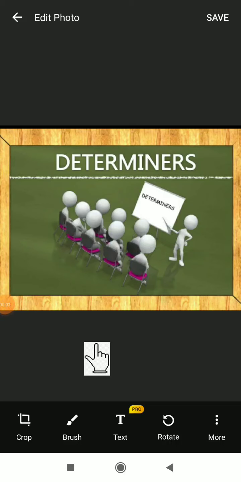Yes dear students, today we are going to learn a grammar part, that is determiners. We have already learned this, but in today's class we are going to take a revision. First we have to see what a determiner is, just to recall what we learned in previous classes, and what the types of determiners are. Let's see here.